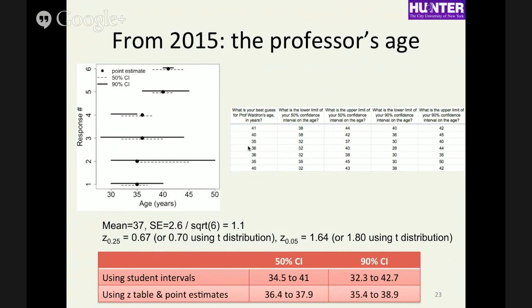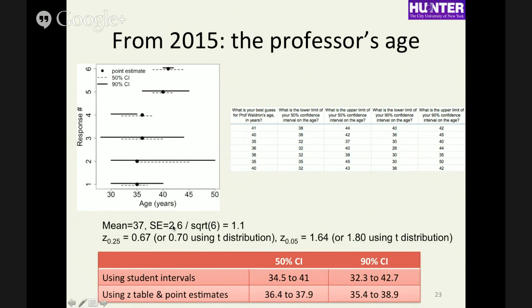All right, so let's wrap up this example. Here are the actual values, the guesses, with the plots. So I calculated from these the mean of the point estimates. The mean guess was 37. And this is how we would calculate a confidence interval using the methods that you're learning and that you're going to practice in your assignments in the lab.